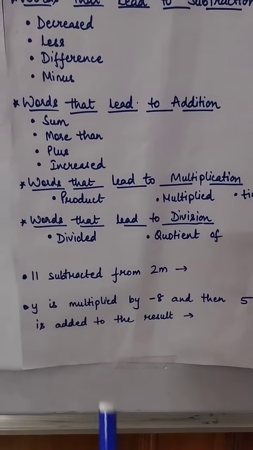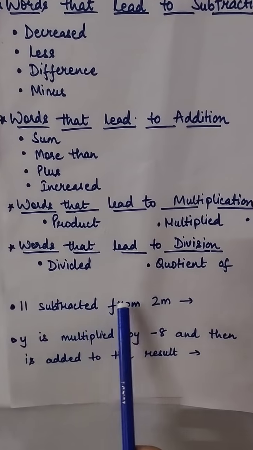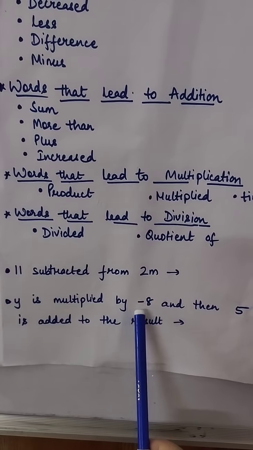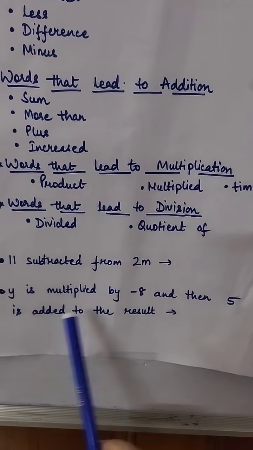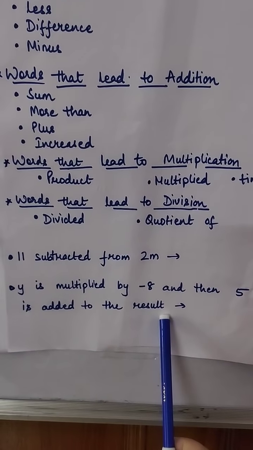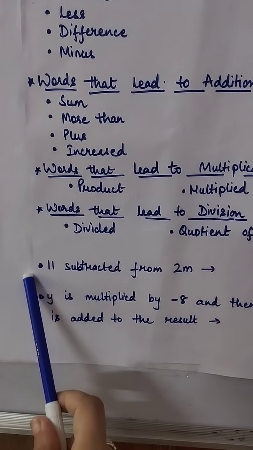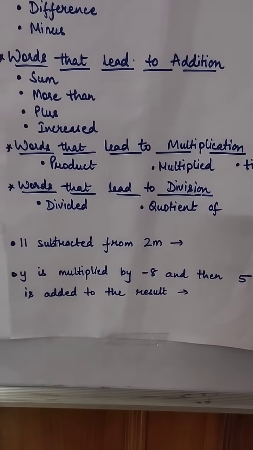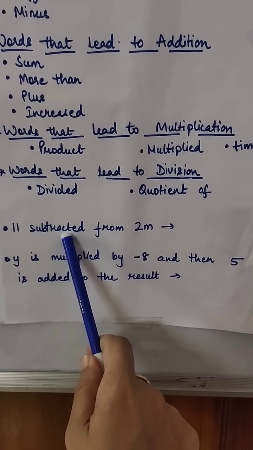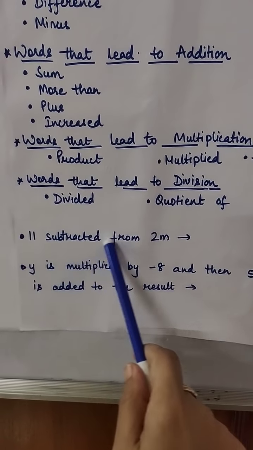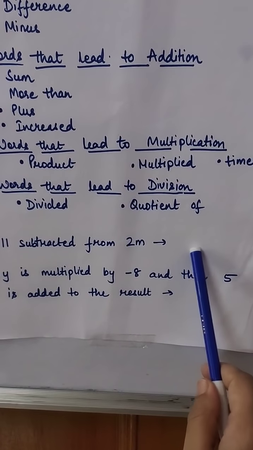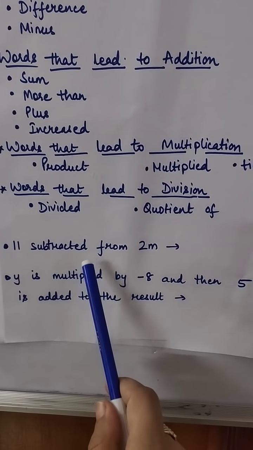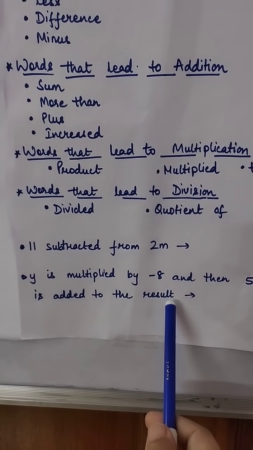As you can see, I have written a few things here: 11 subtracted from 2m, y is multiplied by -8, and then 5 is added to the result. This is an expression that is written in this form. Now if you have to convert this into algebraic form, in the terms of mathematics, you should know what operations we are using here.